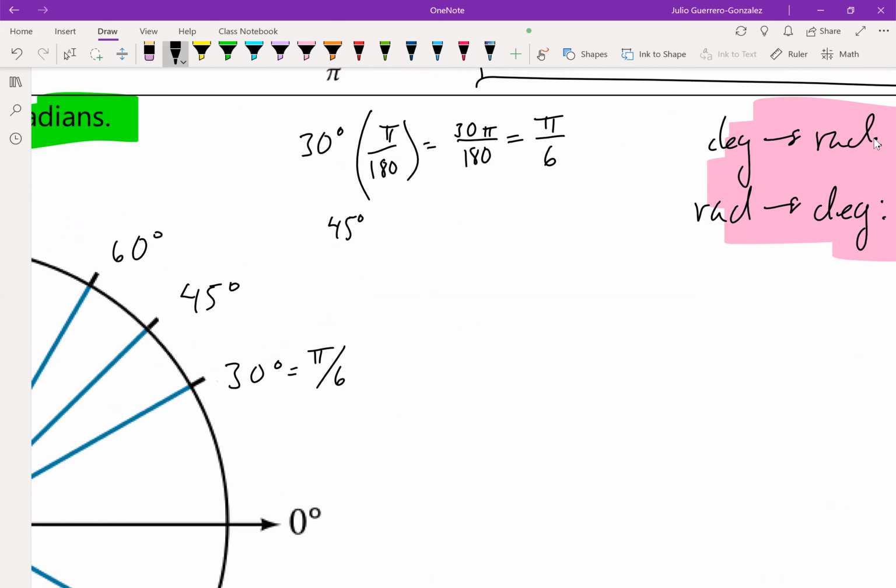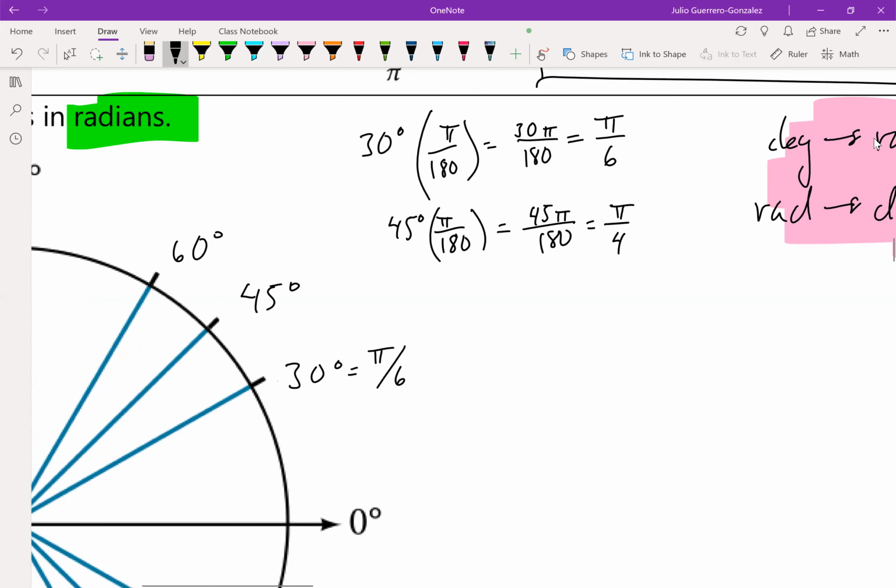45 degrees multiplied by pi over 180. So 45 pi divided by 180. And that gets you pi over 4. So this is also equivalent to pi over 4.